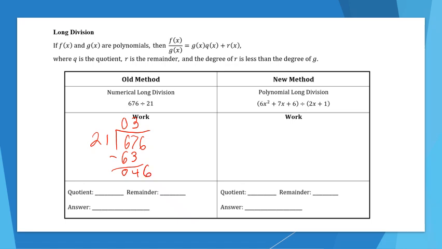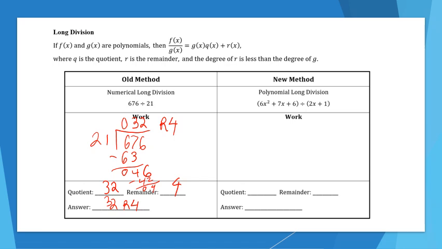How many times does 21 go into 46? This should be 2. 21 times 2 is 42. Subtract, this is 4, and that is our remainder. 32 remainder 4. So 32 is our quotient, our remainder is 4, and then our answer should be 32R4 there. We're going to do that same process, but with polynomials and different terms.